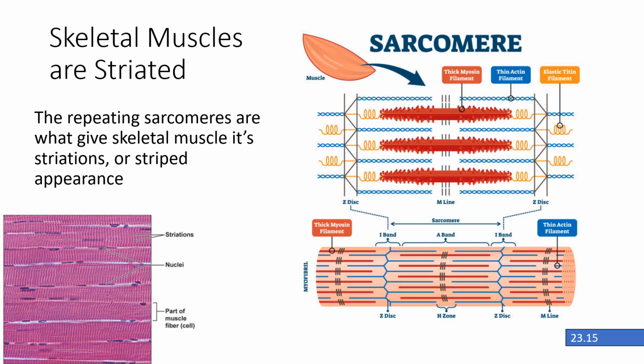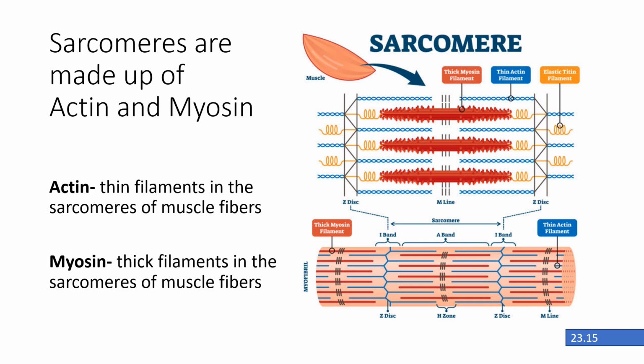You may remember that we learned that skeletal muscle is striated, or has a striped appearance. These stripes are actually the repeating pattern of sarcomeres in the muscle tissue. Again, sarcomeres are made up of 2 proteins called actin and myosin. Actin is a thin filament and is attached to the myosin, which are thicker filaments. These 2 filaments work together to allow the muscle to contract and relax.